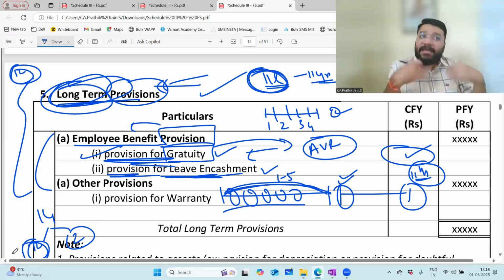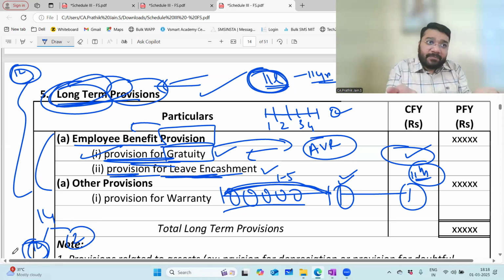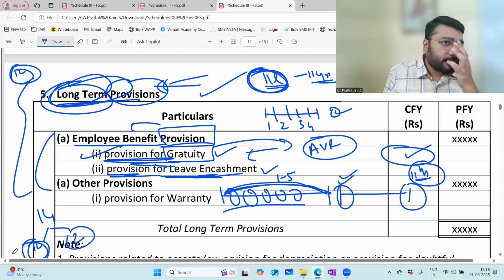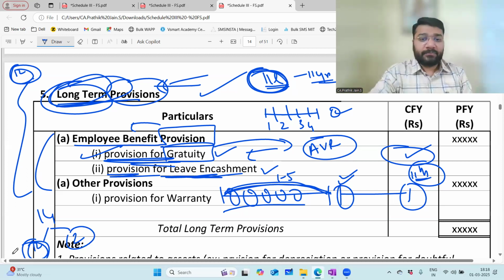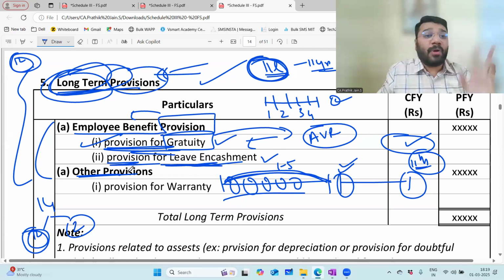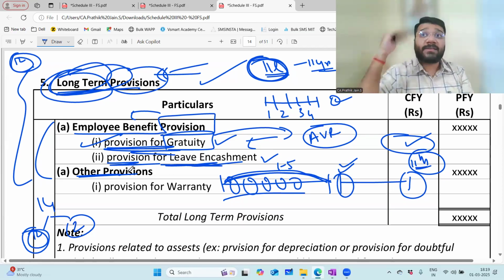So paid leave means leave given to you. If you take leave, it is called paid leave. The salary is not going to be deducted for that. If you don't take leave, and if there is an encashment option available, and if you encash that leave, that is called leave encashment. Clear? Next is what? Other provisions. Means provision that is created other than for employees, for the purpose of employees.